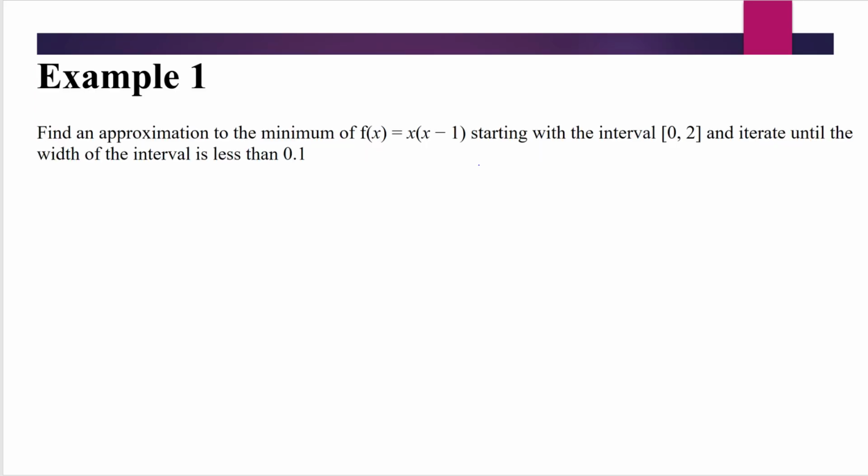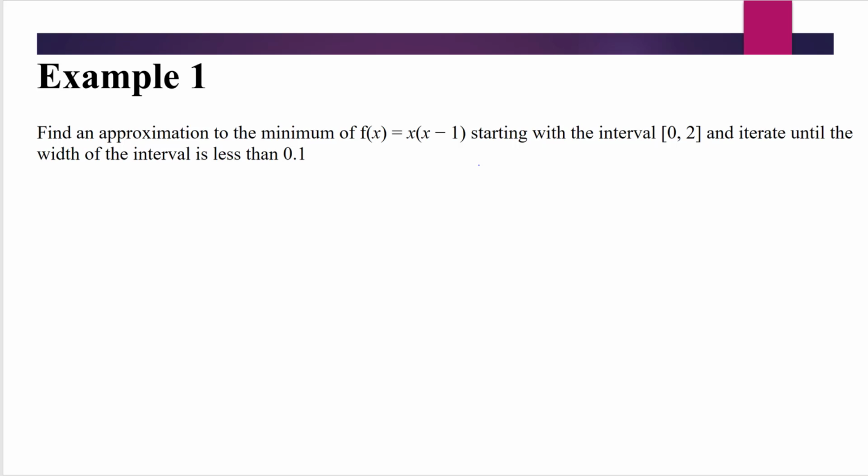Okay, so let's see an example. Find an approximation to the minimum of a function f(x), which is equal to x times (x minus 1), starting with the interval from 0 to 2 and iterate until the width of the interval is less than 0.1.